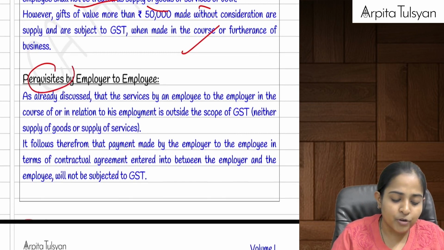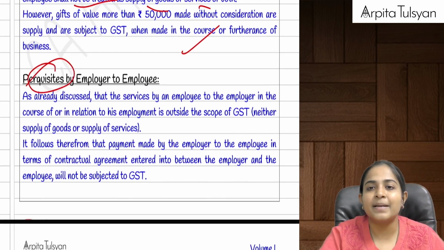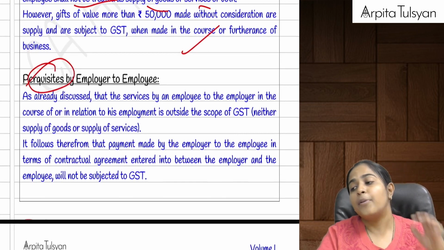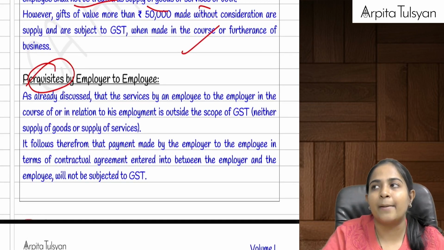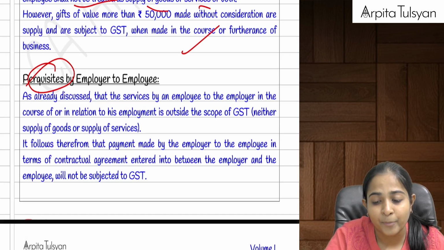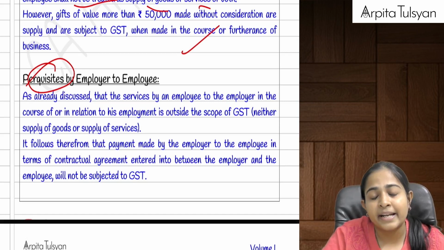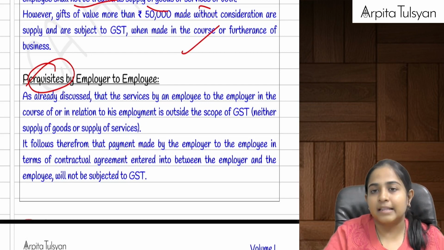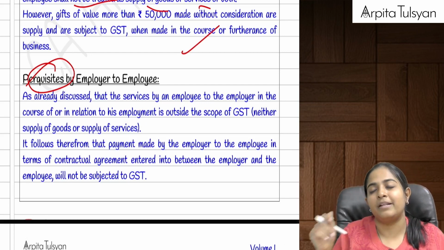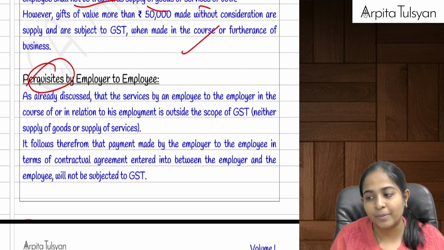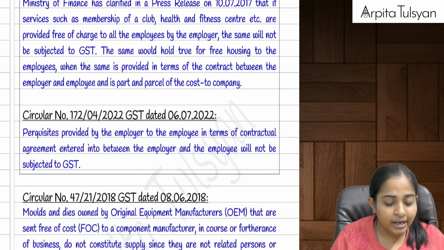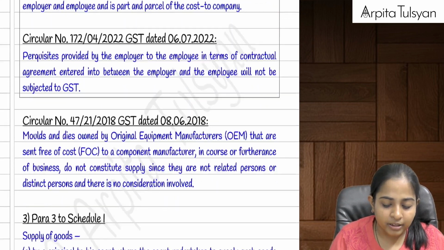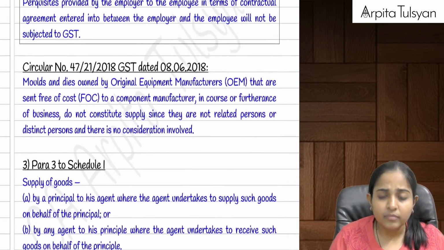Now, what about perquisites? You must have heard about perquisites, right? Perquisites given by the employer to the employee. Can we say this is done as per the contractual agreement signed between the employer and employee? This is because the services are being rendered by the employee to the employer, right? So this is just like a transaction covered under Schedule 3. Therefore, there will be no GST applicable on the same. Are you clear till here?